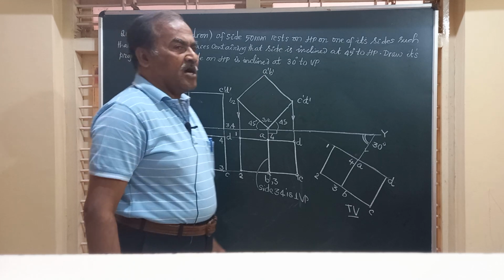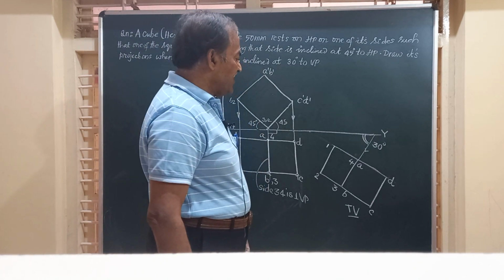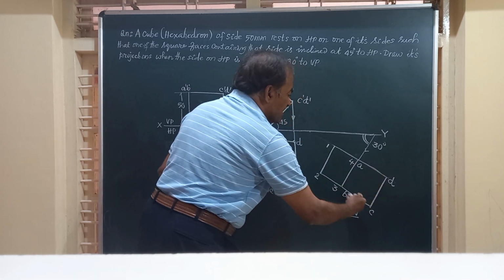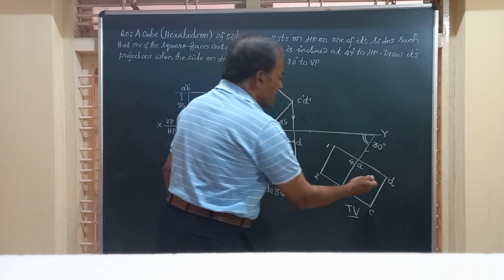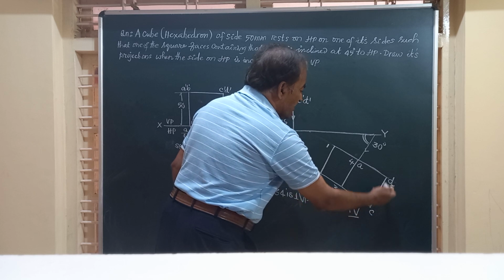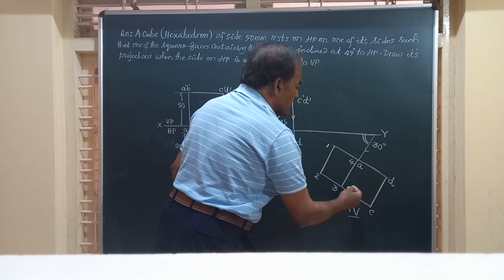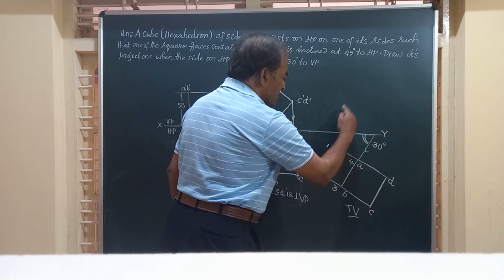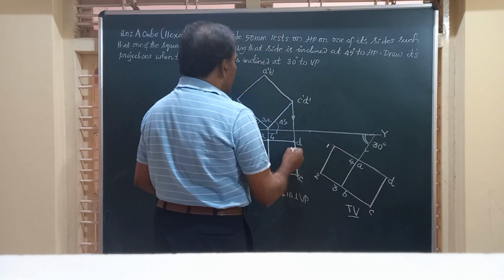And let's see how the front view looks. Friends, if you see here, the face ABCD, that is this face, is near to the observer and you will be able to see all these. So first of all, let us complete the projection of this in the front view. So I will start from point A.